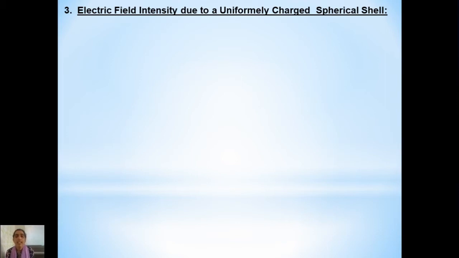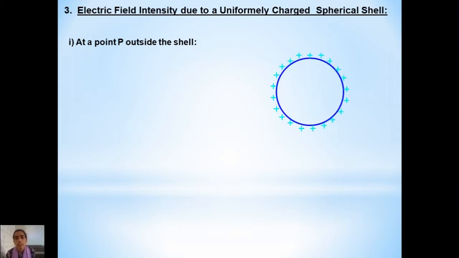So easily we can calculate using Gauss law and the 4 steps that I have taught you. Okay, let's get started. For our simplification, let's calculate the electric field intensity in 3 different cases. If we are assuming it as a spherical shell, let's just assume this is the spherical shell, charged, uniformly charged. Uniformly charged means charges will be uniformly distributed over the surface.